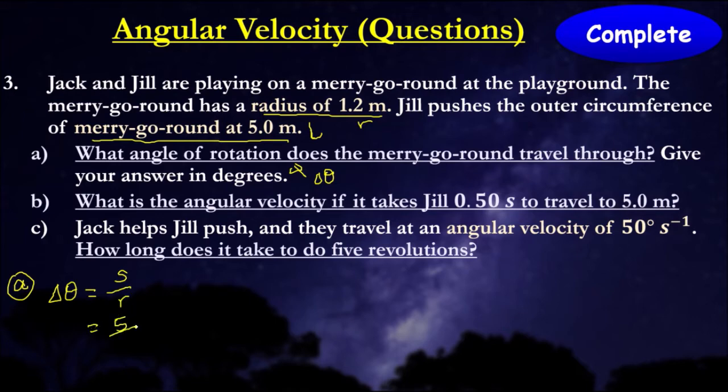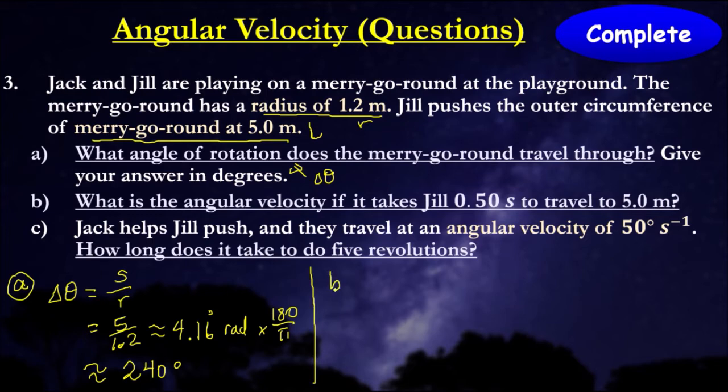So it's 5 over 1.2. The value you get here is about 4.16 repeating. Now this is in radians, so you need to times this by 180 over pi, and that will give you about 240 degrees.